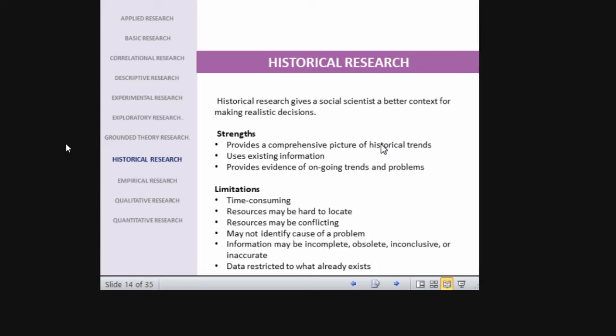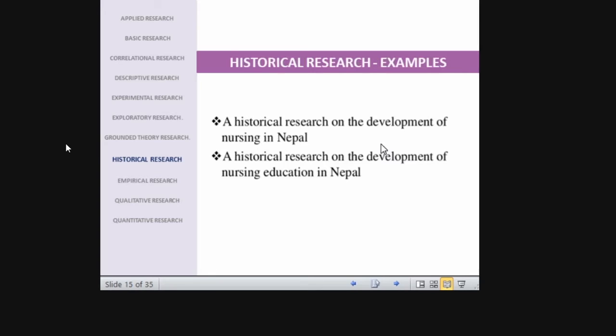It may be conflicting and may not identify the cause of a problem. Data is restricted to what already exists. You may not get all the full details. So there are certain limitations. Even though it has certain strengths, there are some disadvantages also. So this is a simple overview of historical research.